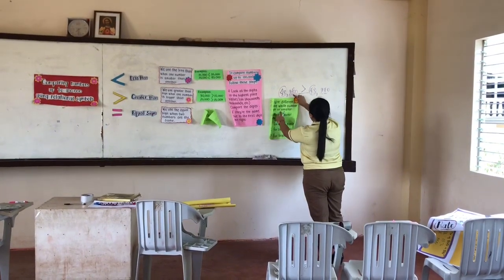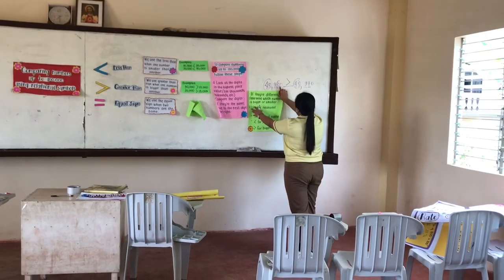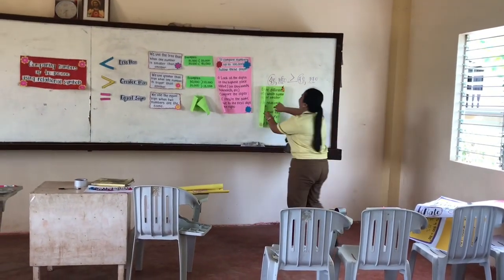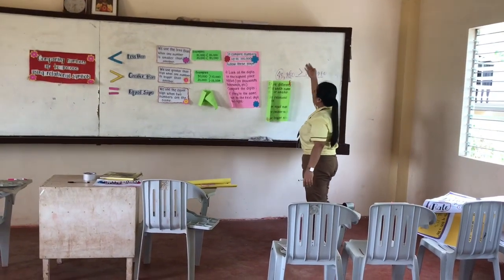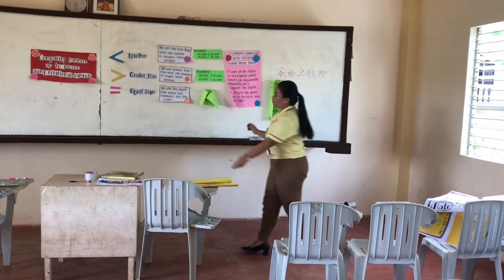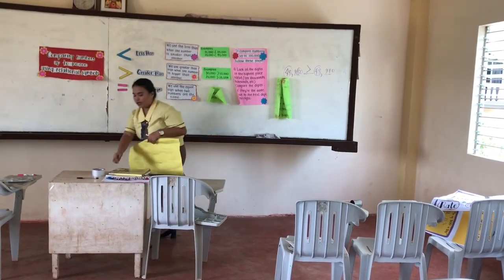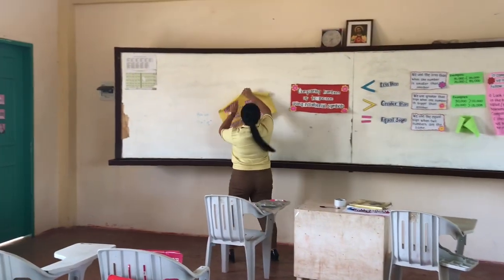So that step is what we did in finding the smaller or the bigger. And the third step is to use the relational symbols, just like this. So now, to help you understand more, let's try this example.